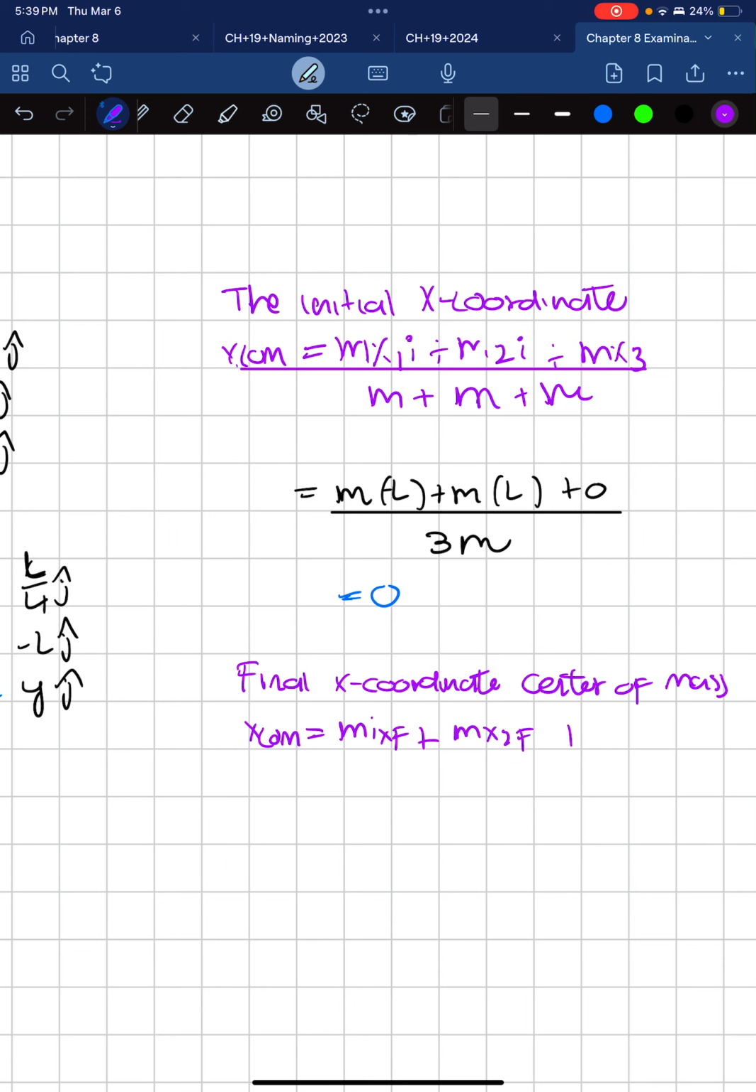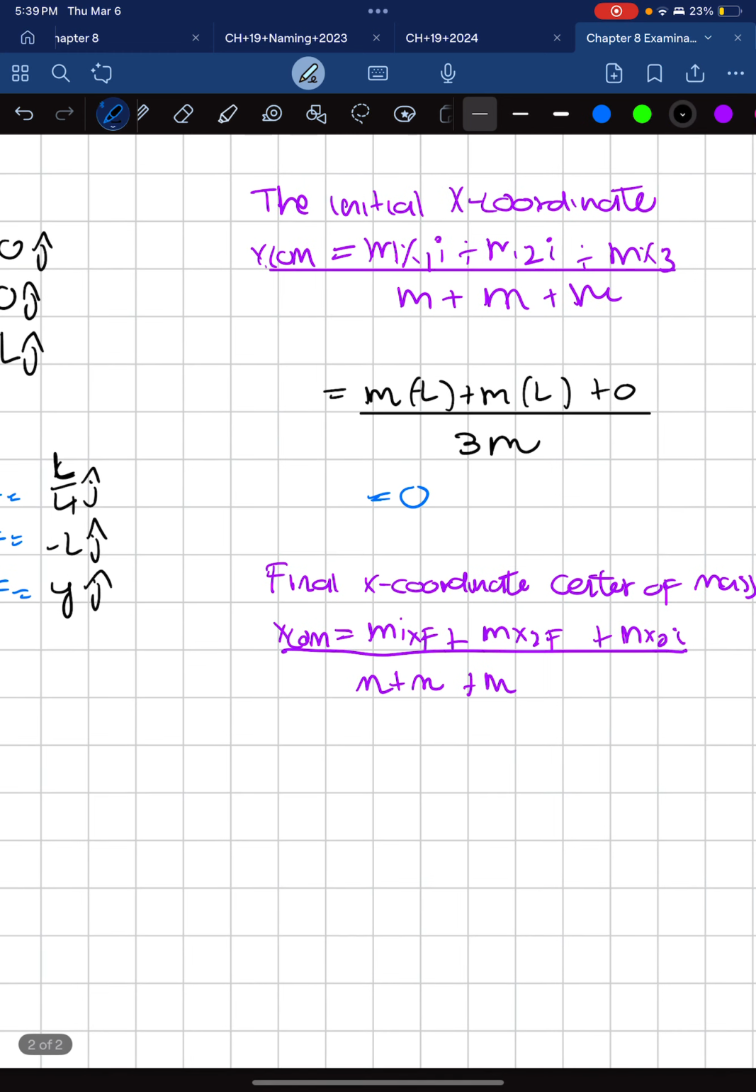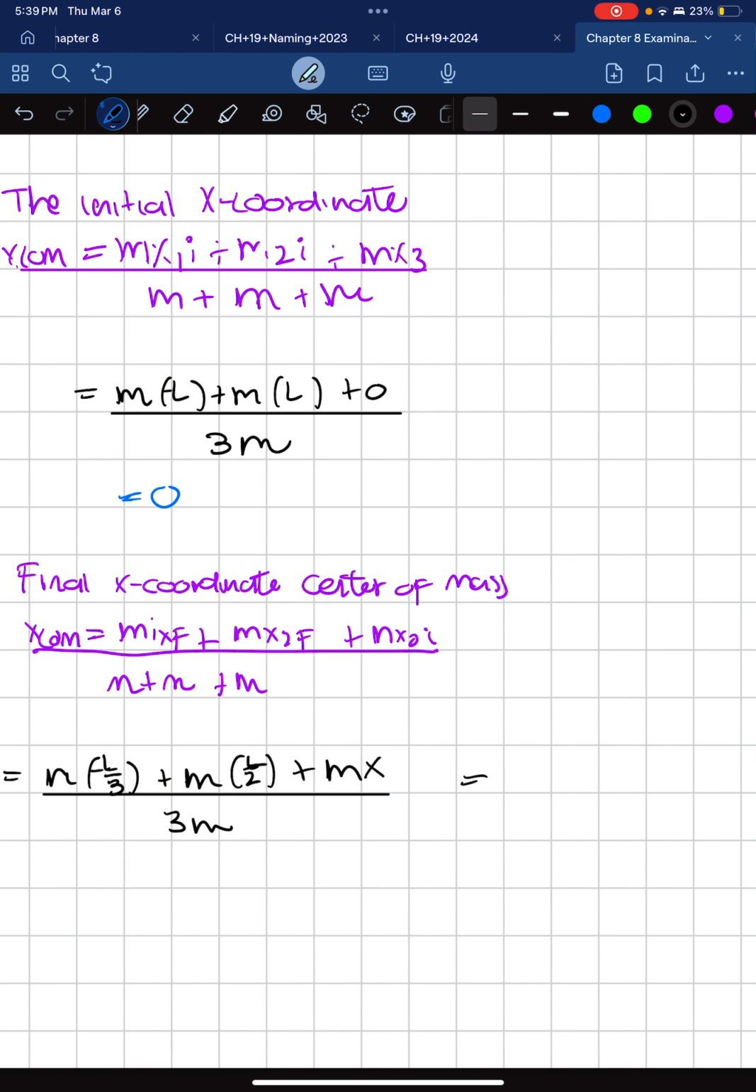Still final mx. And let's go ahead and do m plus m plus m. And then now let's plug that in. We're just going to use algebra in this case again to get the final value. Plus m, because we don't have the masses, we only have the positions, plus mx over 3m. When we put that into a calculator and do the algebra, we get L over 6 plus x.